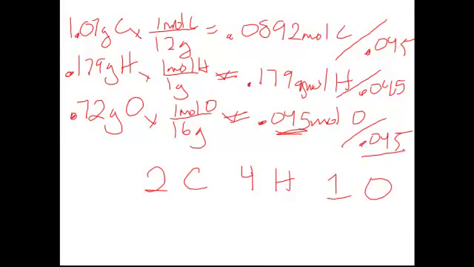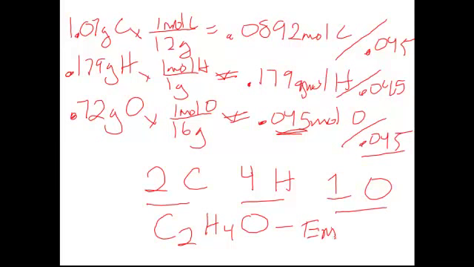So now our last step, percent to mass, mass to moles, divide by small, times till whole, we don't need to do because we've already got all whole numbers. So our formula is C2H4O. And again, in this case, that is our empirical formula.